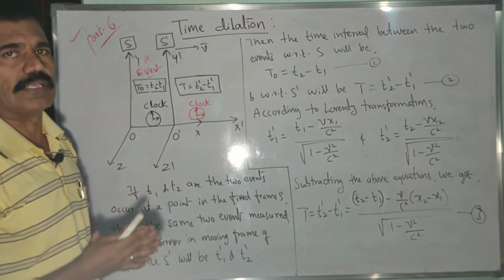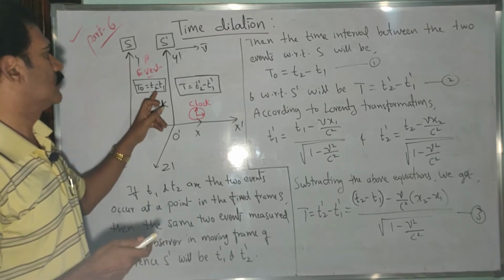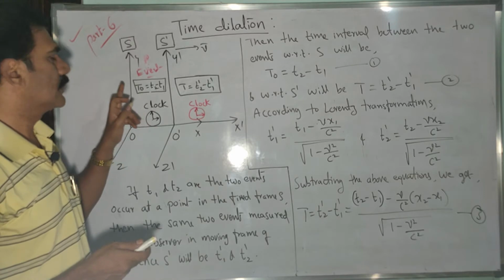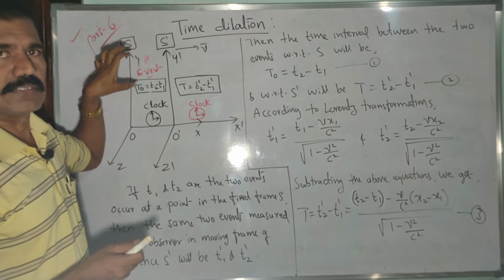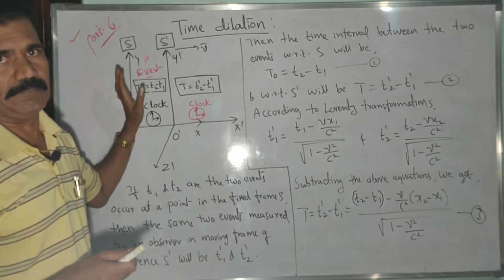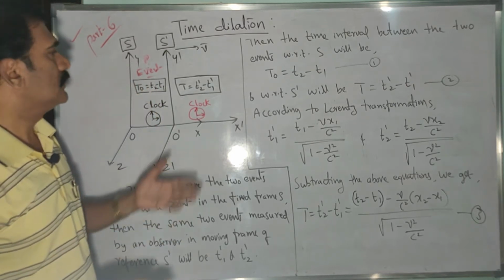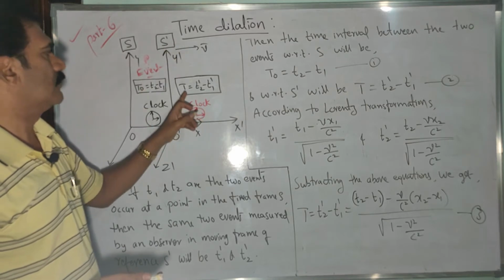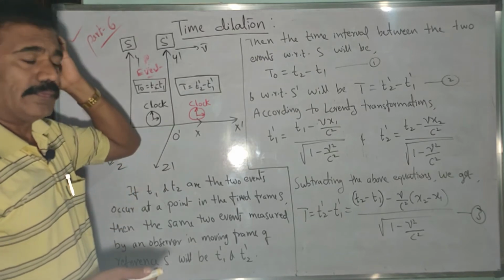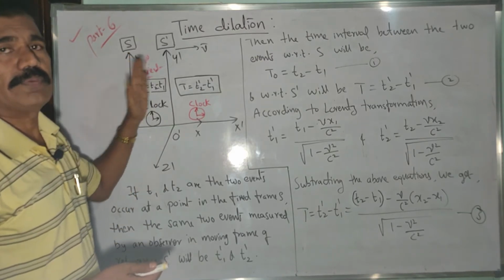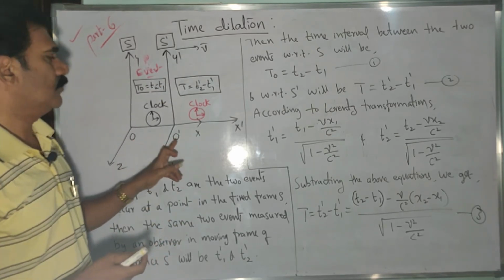If you calculate the time difference between the two events with respect to frame of reference S, it is equal to T2 minus T1, that is equal to T0, and you can take T0 as the proper time, because the event is occurring in the frame of reference S, and hence we call it proper time. The same time interval that we are measuring with respect to S dash is given by T2 dash minus T1 dash, let it be capital T. Now the events are the same and the time gap is also the same, but measured by two observers, O and O dash.